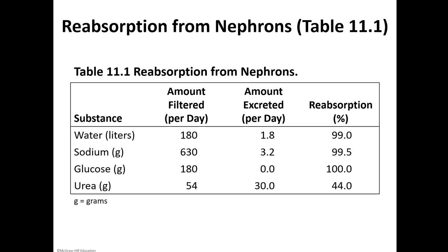This is a chart that shows you the reabsorption of the nephrons. In an average day, the amount of filtered water is about 180 liters. The amount of water excreted is about 1.8 liters. So you reabsorb about 99% of it. The amount of sodium filtered is 630 grams, and the amount of sodium excreted is 3.2 grams, so 99.5% is reabsorbed.